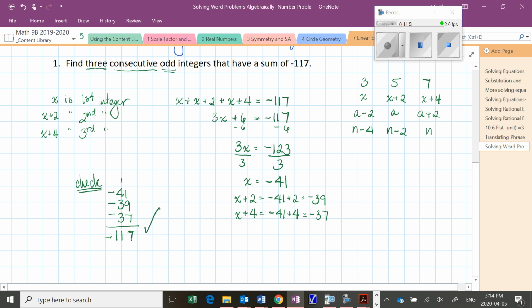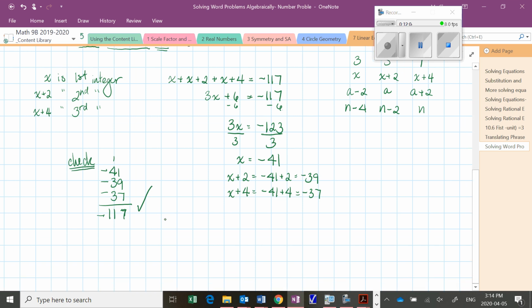So that checks out, and then we need to write a brief statement answering the question. And so we can just say the numbers are negative 37, negative 39, and negative 41. So simple as that. If you wanted to, you could also be that much more specific and say the 3 consecutive odd integers are negative 37, negative 39, and negative 41. And that just gives us an extra little check as well.